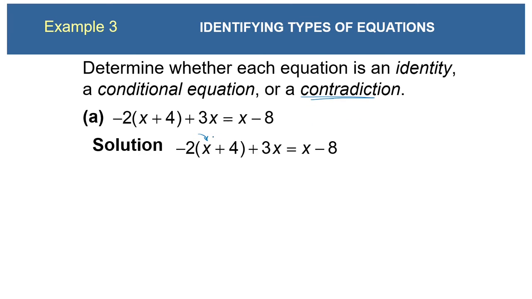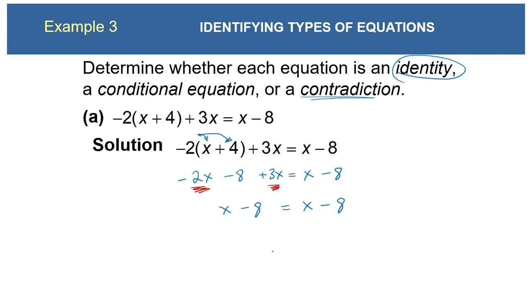So let's start by distributing the negative 2 throughout the parentheses. This is negative 2x minus 8 plus 3x equals x minus 8. I'm going to start by collecting like terms on the left side. I can add negative 2x and 3x together. This results in x minus 8 equals x minus 8. And notice right away that we do get a situation where the left and right side are exactly the same. So we can say right away that this is an identity.